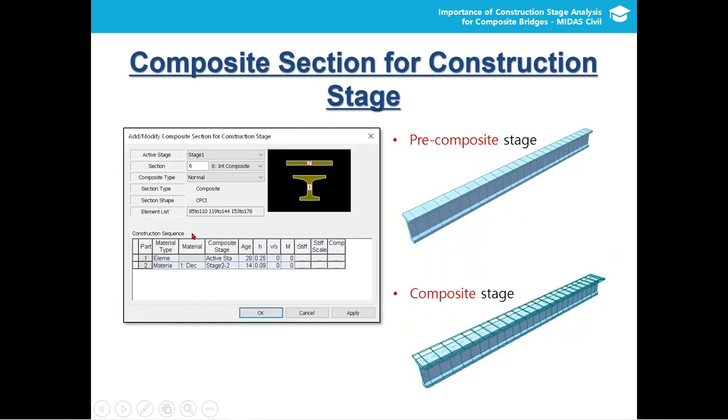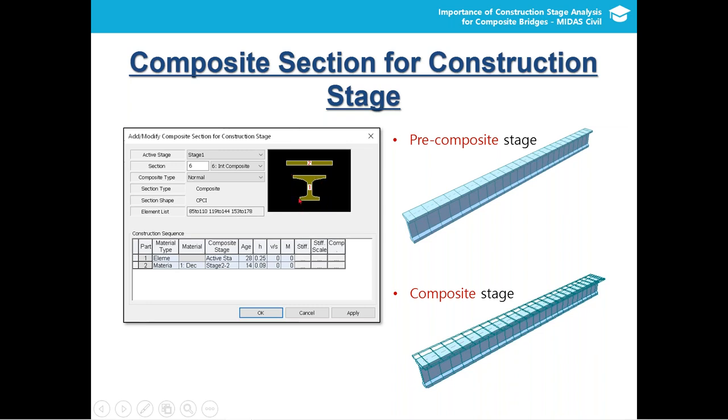In addition to this, as maybe 90% of bridges are composite bridges, we have added a function that allows us to define one finite element with two different properties, considering the pre-composite property of the section and the composite properties of the section. These are easy to follow, and we can choose in which stage any of the properties are to be considered. So that is what composite section for construction stage provides in MIDAS Civil.